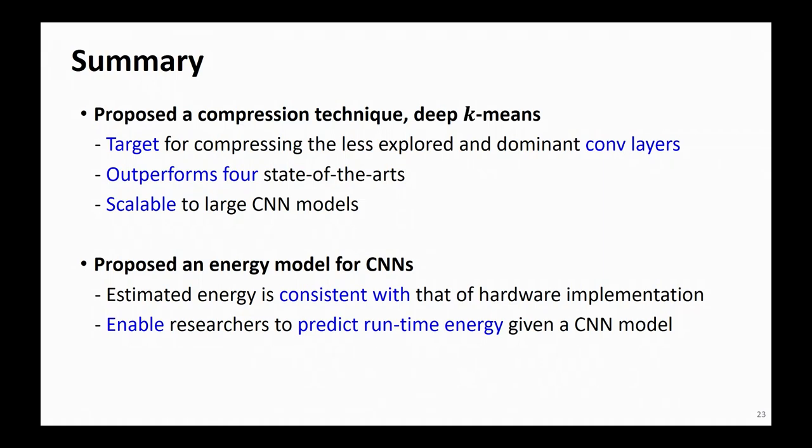Now we have the summary. First we proposed a compression technique, which is our deep k-means method. It is targeted at compressing the least explored and dominant convolutional layers, and it outperforms four state-of-the-art compression techniques. Also, it is scalable to large CNN models. Then we proposed an energy model for CNNs. Its estimated energy is consistent with that of the hardware implementation, and it enables researchers to predict runtime energy given a CNN model.